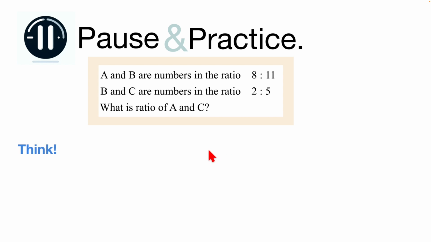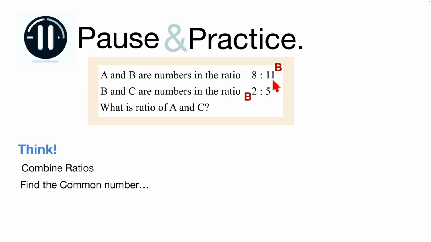Here's the process. Have a little think. Always have a think. What is this about? I'm supposed to combine the ratios. We need to find the common number. So I have a look at this part. B is that and B is that. So I can mark this on the paper. They're both B's. I want them to be the same. So I'm going to multiply this one by 11 to get 22, and I'm going to multiply this one by 2 to get 22. So the common number is B.